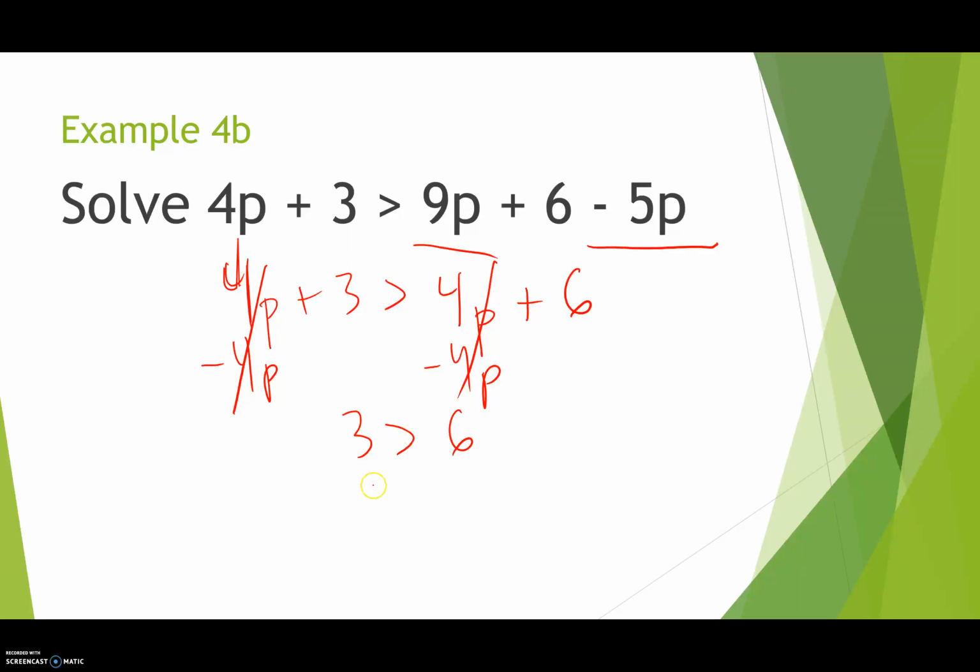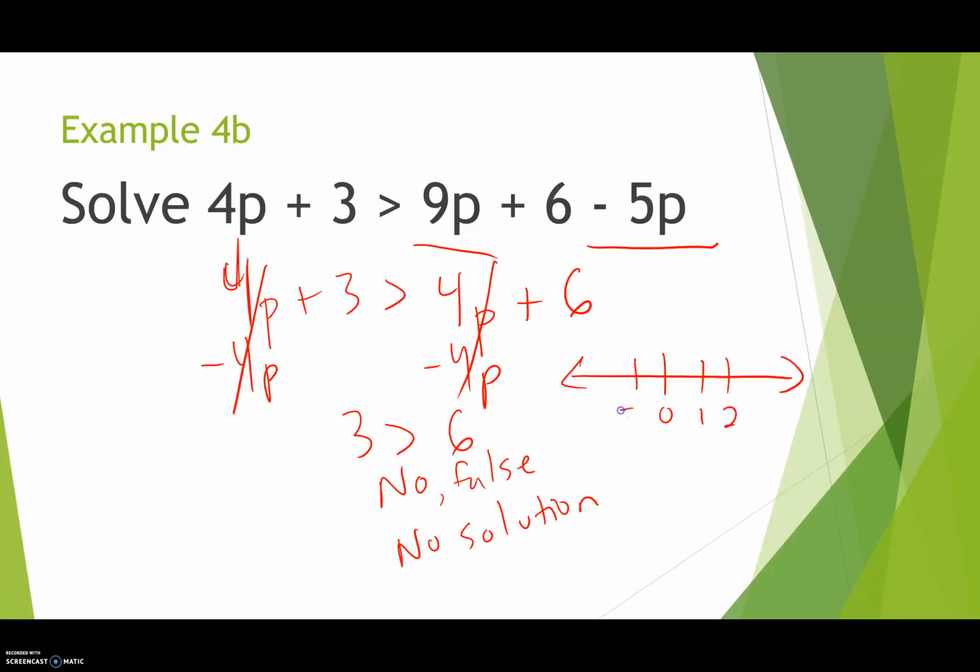Is 3 greater than 6? No, I don't think so. So it's false, right? And therefore, what's the solution? It's no solution. There's nothing that will make it work. Let me go ahead and graph that for you right now. There it is, right there. It's a blank number line. We're saying there's no number on this number line that would make this true if you put it in for p.